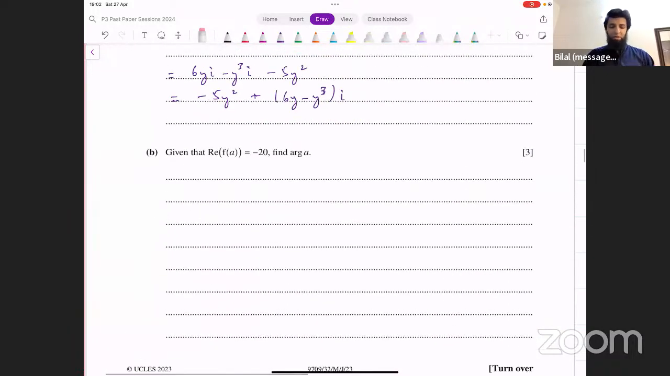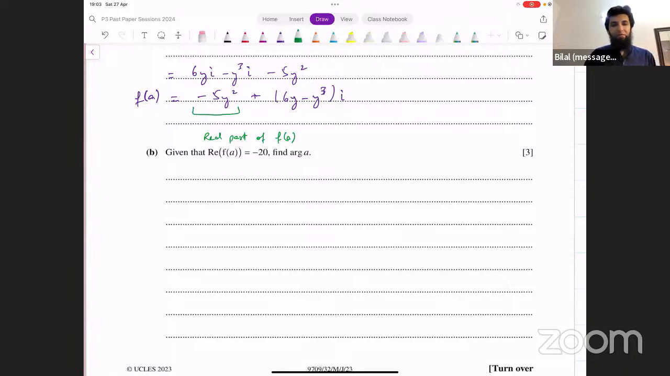Now, the second part says, okay, so maybe you're asking about the second part. What does this notation mean? Now it says, given that RE of f of a is equal to minus 20, find argument of a. What does this thing mean? RE stands for real part of f of a. This is what f of a has turned out to be. F of a equals minus 5y squared plus 6y minus y cubed into iota. They're saying real part of f of a is equal to minus 20. What's the real part?